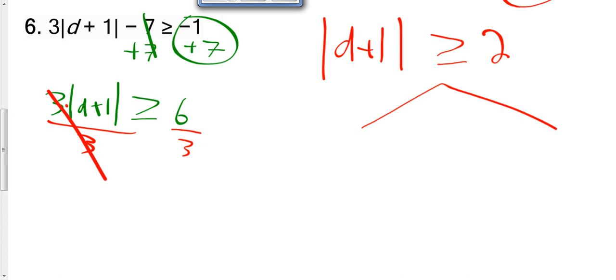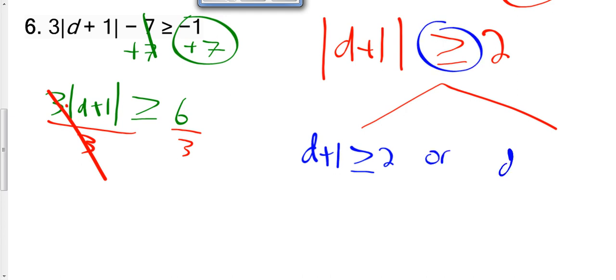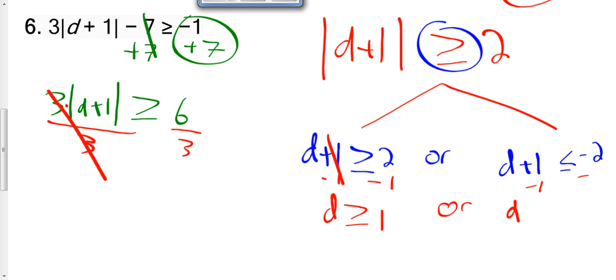So what I have is that I'm going to rewrite just as is, d plus 1 is greater than or equal to 2. I have a greater symbol, so I'm going to write or, and then I'm going to do d plus 1, and I'm going to flip my symbol around, and I'm going to make the 2 negative. Those are the 2 inequalities we should solve right now. So if we subtract 1 from both sides in this one, we'll have d is greater than or equal to 1, or, if we subtract 1 from both sides here, d is less than or equal to negative 3. So this is what we're going to have for an answer right here.